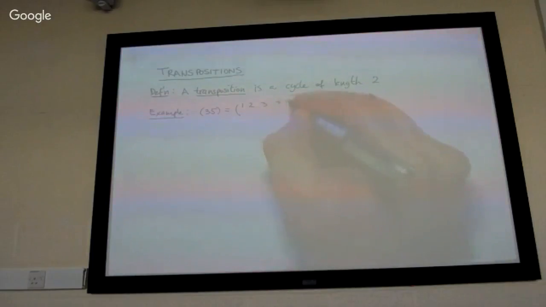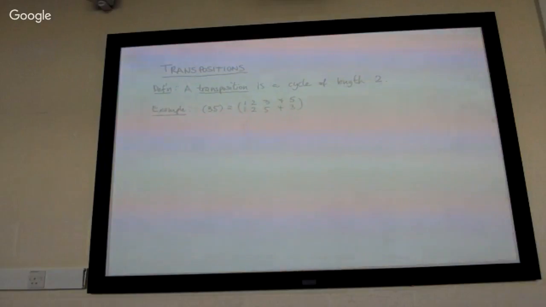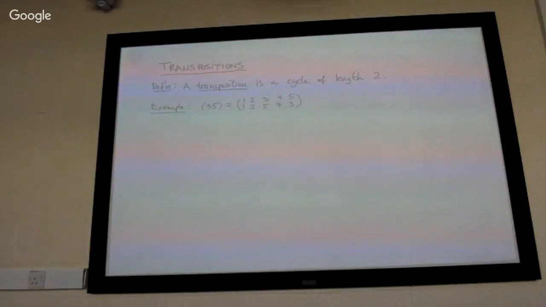So in the two-row notation, you'd get 3 goes to 5, 5 goes to 3, and everything else goes to itself. So it's called a transposition because it transposes 2 elements, and that's all it does. Everything else is fixed.